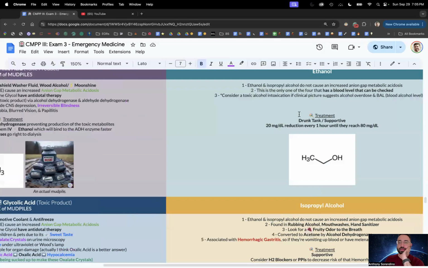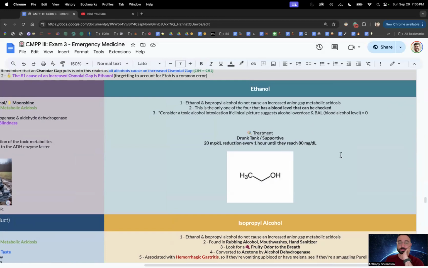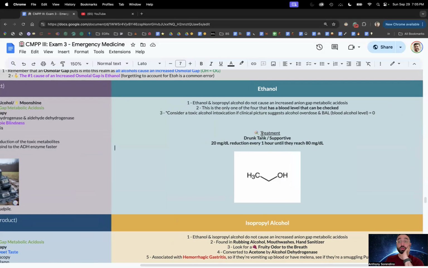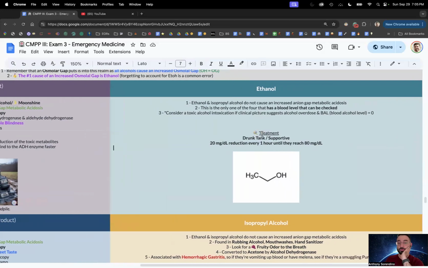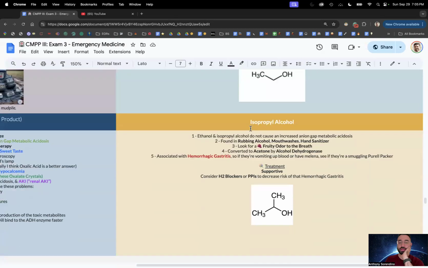All right. Ethanol here, just know that there's a 20 milligram per deciliter reduction every 1 hour. You want to get them down to the legal limit, which is 0.08 or 80 milligrams per deciliter before they're safe to be discharged, or if there's somebody that is willing to take care of them and take them home. This is the only one of the four that you can actually take a blood level for. So we know that, but it's interesting to know that the other three you can't.